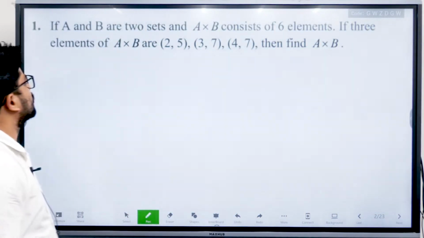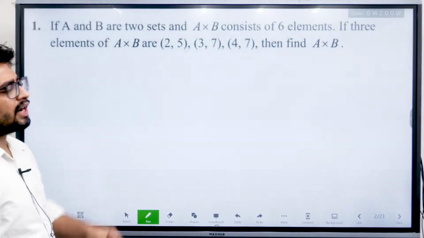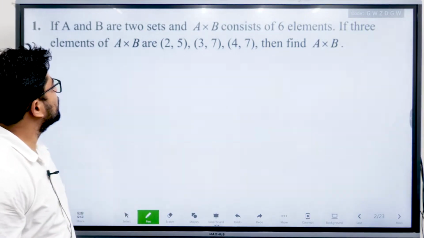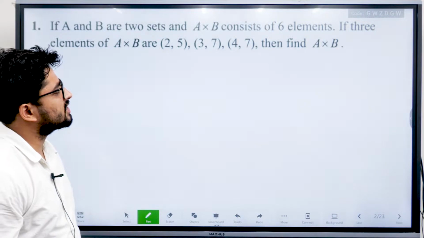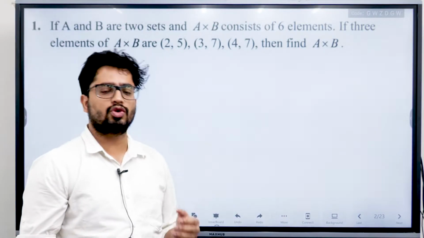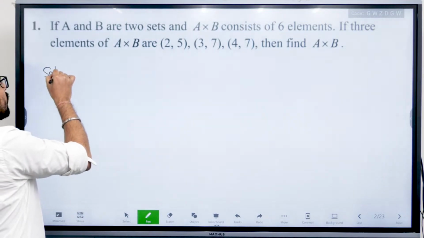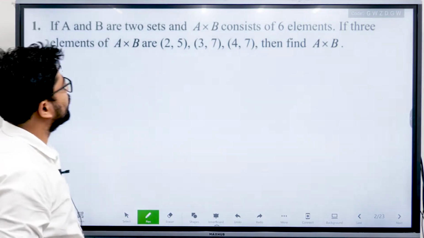So this is your first question. If A and B are two sets and A cross B consists of 6 elements, if 3 elements of A cross B are (2, 5), (3, 7), (4, 7), we have to find A cross B. So how can we simplify this?